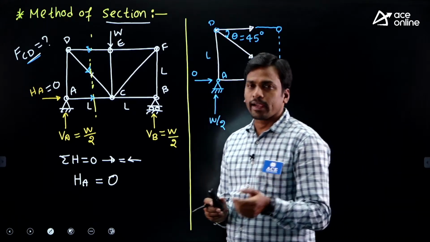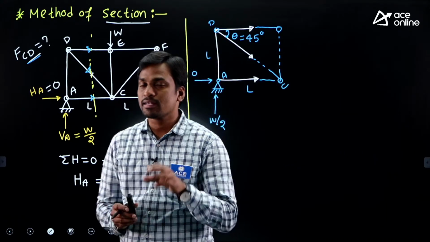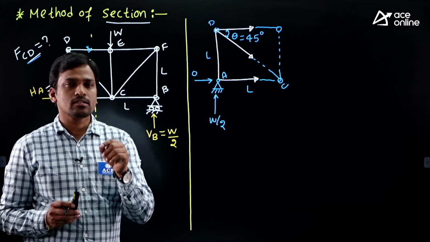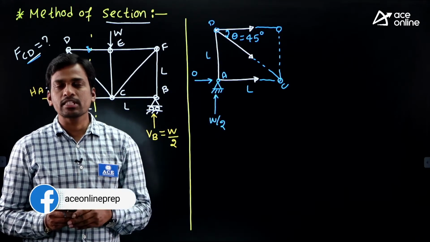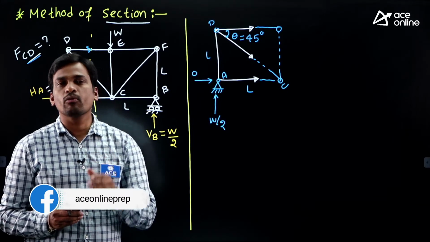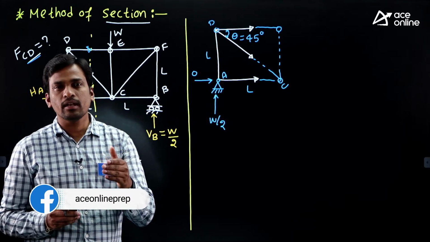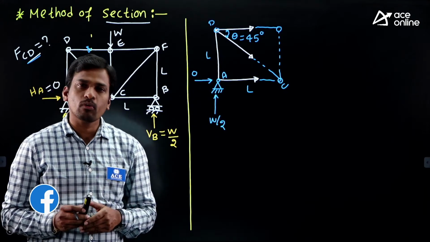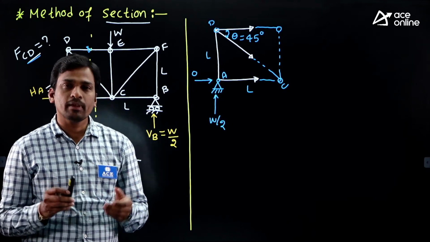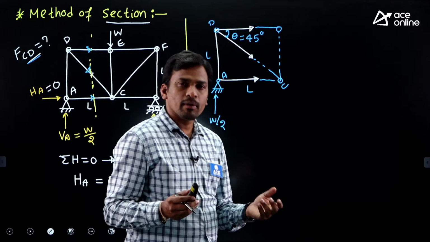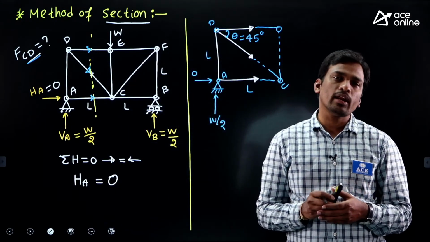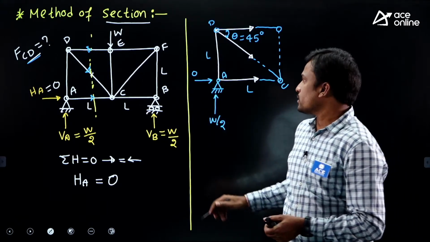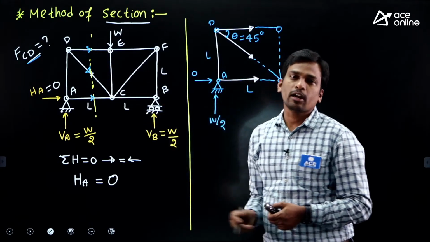Then if I ask you to find the force in a diagonal member, that is an inclined member, first prefer sigma H equals 0. If it is not possible, next sigma V equals 0. If it is not possible, then try sigma M equals 0. Few students may doubt, sir, if sigma M is also not possible, then how? If sigma M is also not possible, it means this vertical cut is not possible.